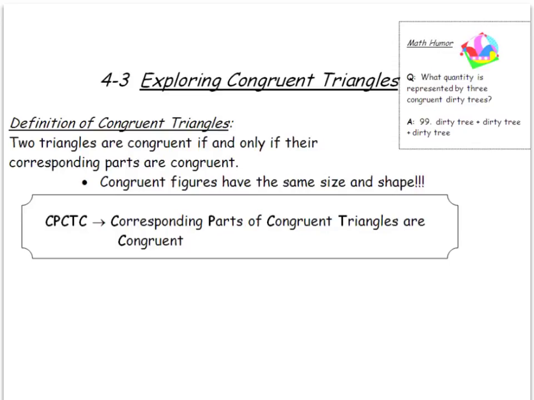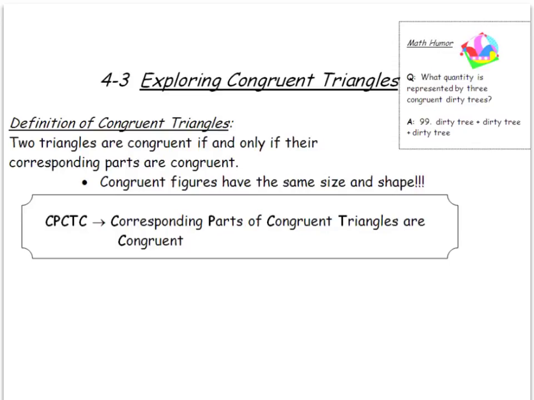Hey, got a question for you. What quantity is represented by 3 congruent dirty trees? Well, of course, it's 99, because dirty tree plus dirty tree plus dirty tree is 99. That's bad. That's a good one, though. I like it.